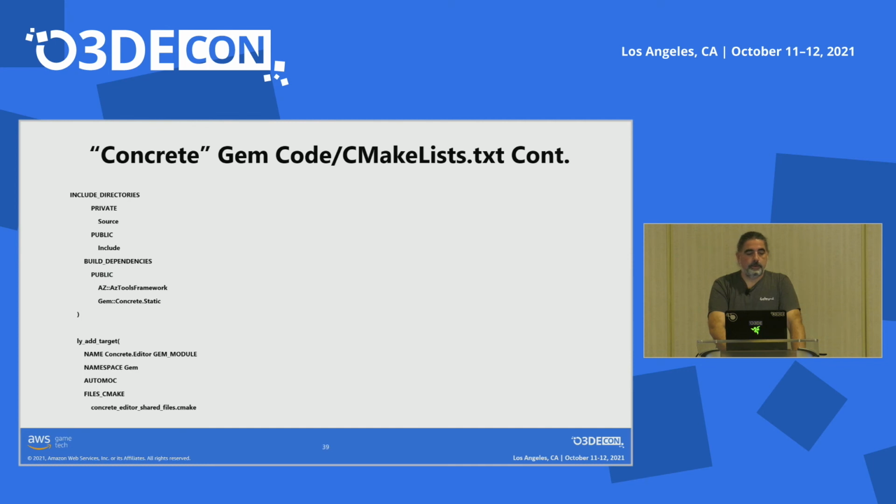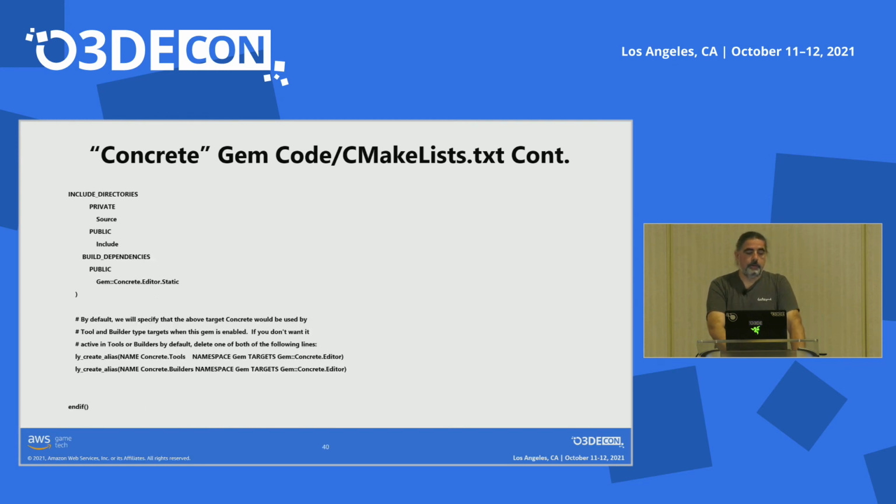And the last one is the gem module for the Concrete Editor. And we see that it has its own file list, and again has a dependency on the Concrete.Editor.Static, just like the previous example. And again, we have a couple aliases that we create based on that. So if it's being used by the tools or being used by the builder.